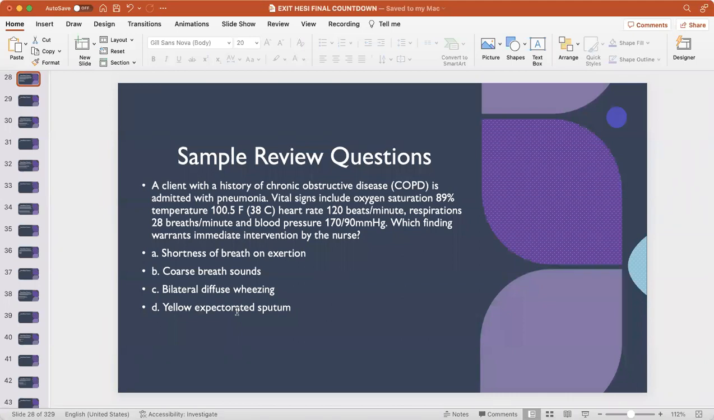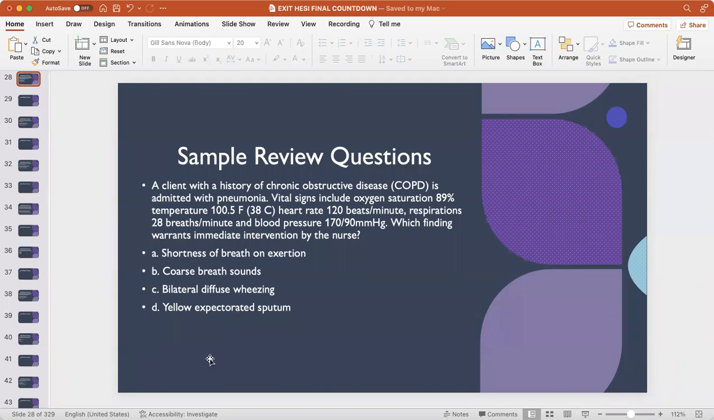So this covers a lot of real estate, so let's go over it. A client with a history of chronic obstructive pulmonary disease, or COPD, is admitted with pneumonia. Vital signs include oxygen saturation 89%, temp is 100.5, heart rate is 120 beats per minute, respirations are 28, and blood pressure is 170/90. I mean, yikes, right? We got a lot going on. Which finding warrants immediate intervention by the nurse?